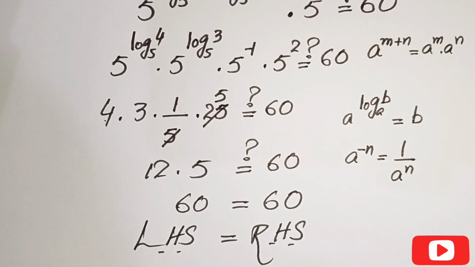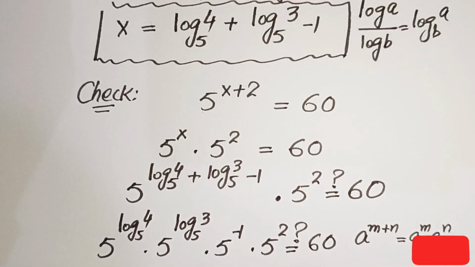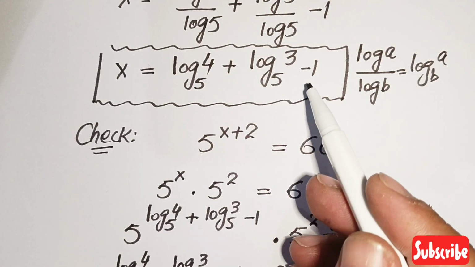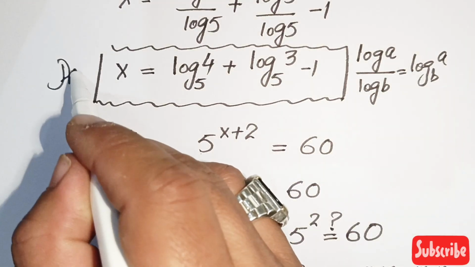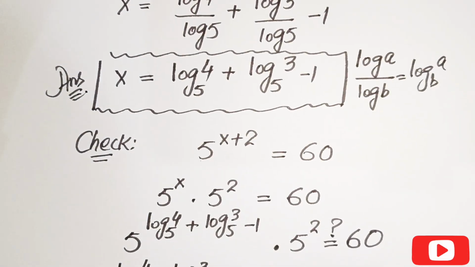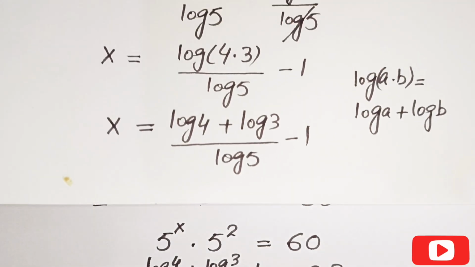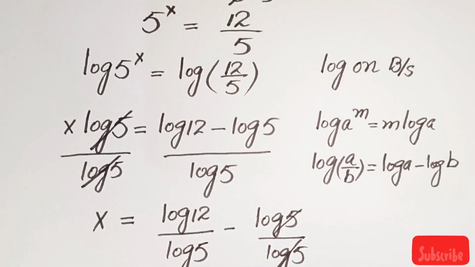So our final answer is x is equal to log 4 to base 5 plus log 3 to base 5 minus 1. It is our final answer. So we have just verified this value of x. Now checking our entire solution.